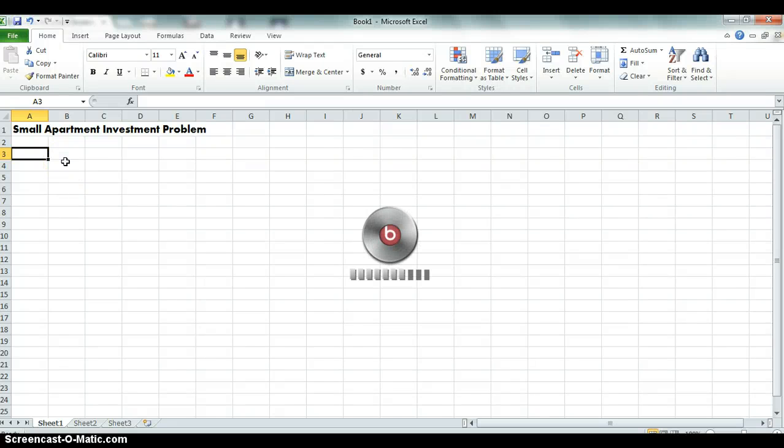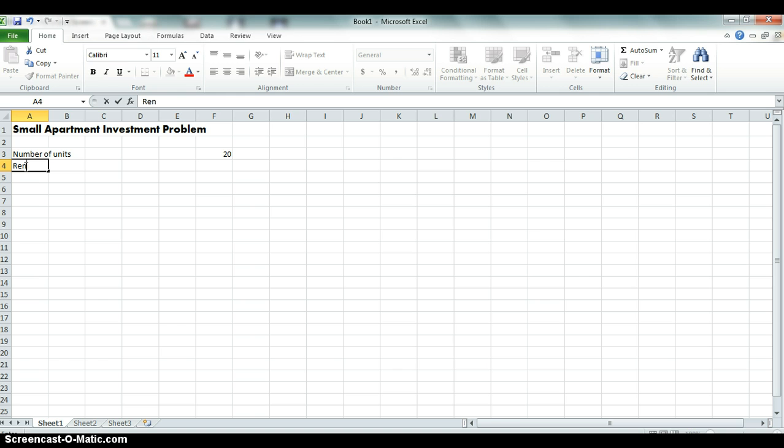Hello, today we're going to resolve a small investment apartment problem to make a decision if it is profitable to invest in this apartment or not. So first of all, we're going to build a page with all the information we need to know. First of all, the number of units, 20. We also have the rent that we will charge, which is $550.